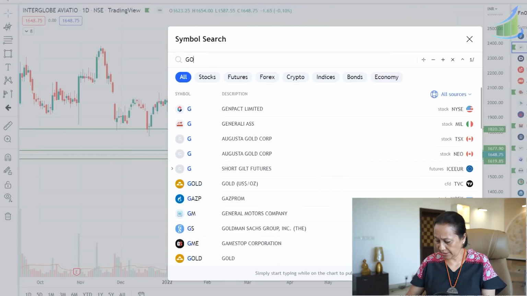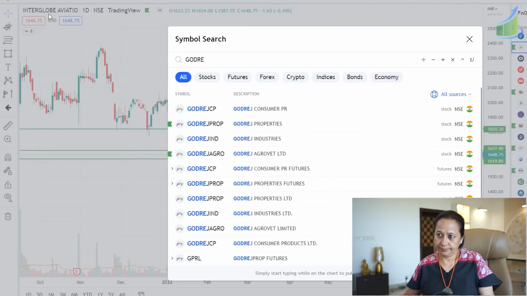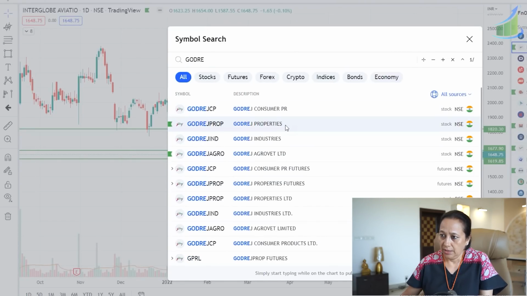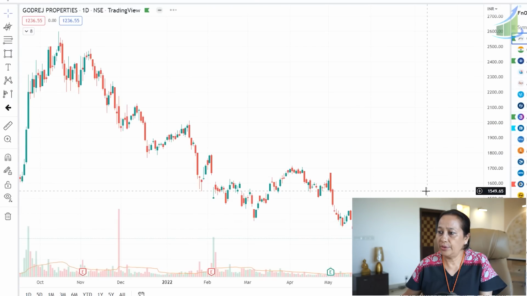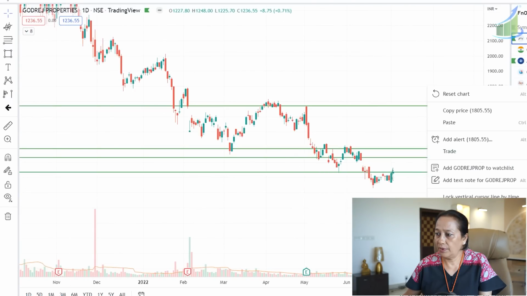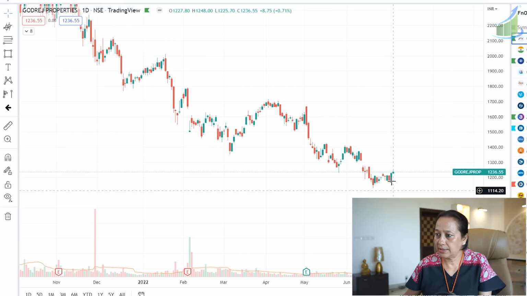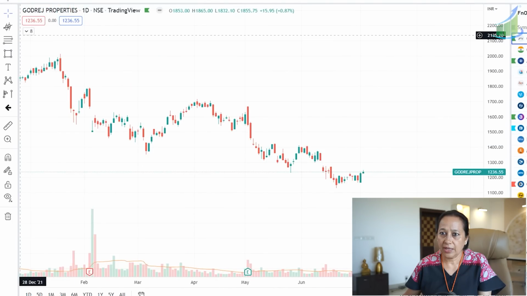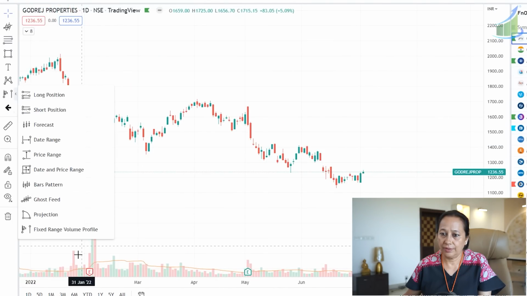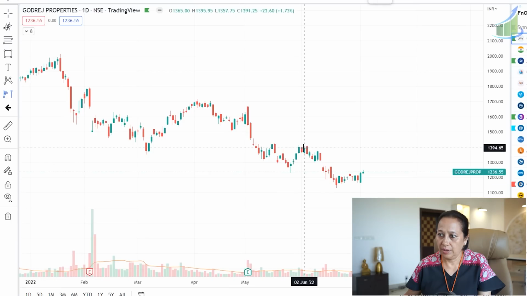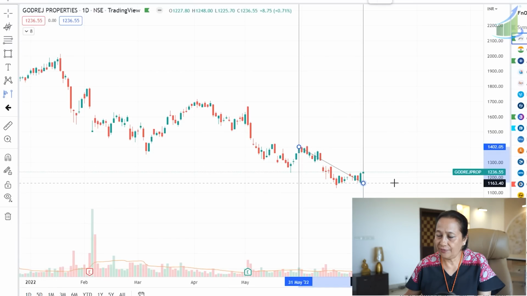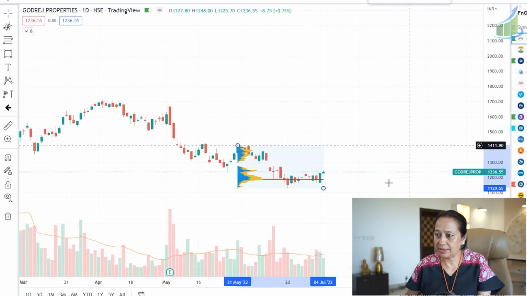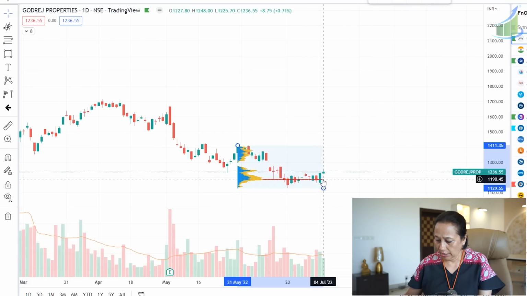Another was Godrej Properties. Here is Godrej Properties. Have a look at it. I'm going to remove all the drawings. Now see here, if I draw the same indicator, which is range, I'm going to take it from the recent fall. What is happening? So it is sitting on a support. This is a very, very strong support.